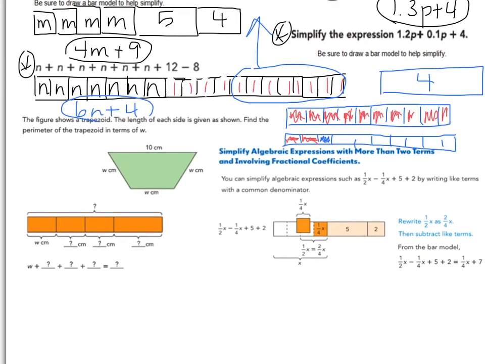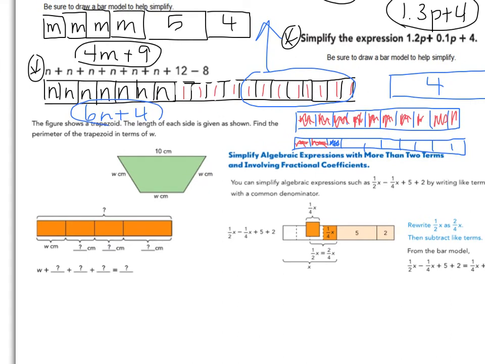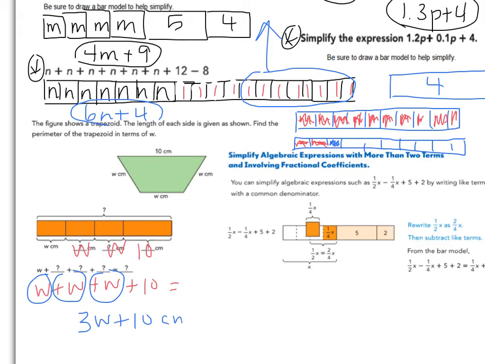Okay, so now I'm going to scoot this up. And it says the figure shows a trapezoid. The length of each given side is shown. Find the perimeter of the trapezoid in terms of W. Okay, so we have W plus W plus W. So these are each W's. And then we have 10. So this is going to represent our 10. So if I have W plus W plus W plus 10, what is that going to equal? Okay, well, W and W are like terms, so that's going to give me 3W, and since 10 does not have any buddies, we're just going to carry him down, so my answer is 3W plus 10 centimeters. That's as simplified as your answer can go.